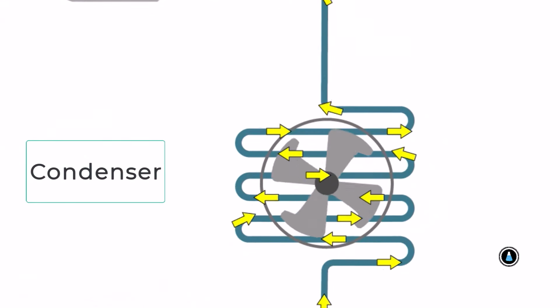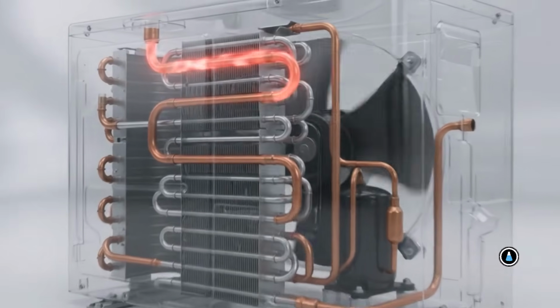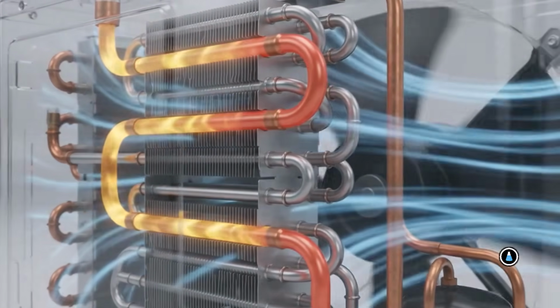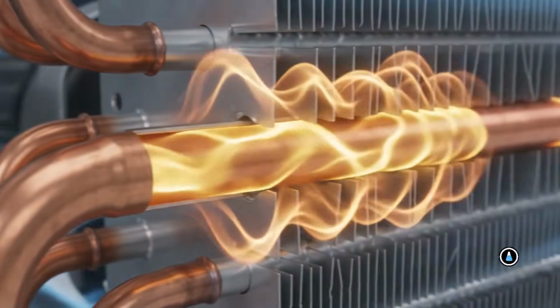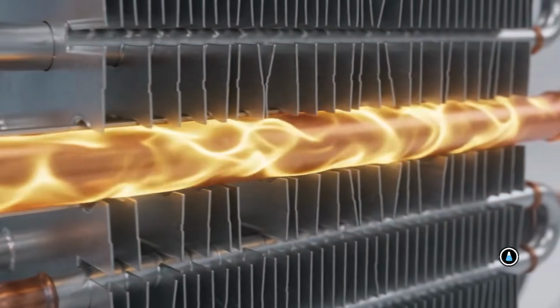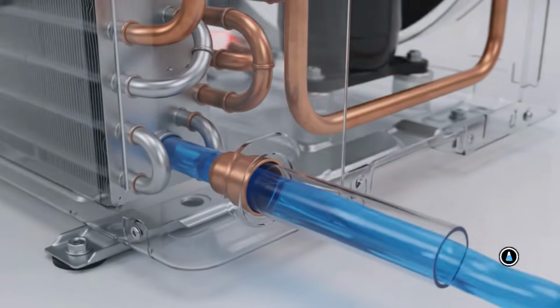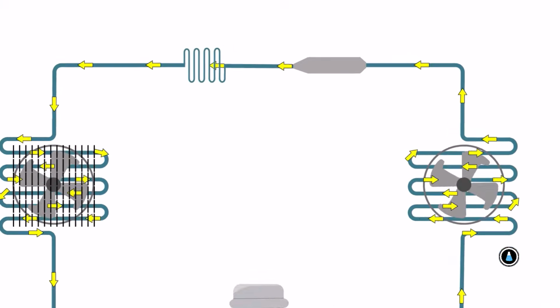This is a condenser. Hot refrigerant enters the condenser coils. The fan blows air across the fins and removes heat from the refrigerant. As the heat is removed, the refrigerant cools down and flows to the next component.